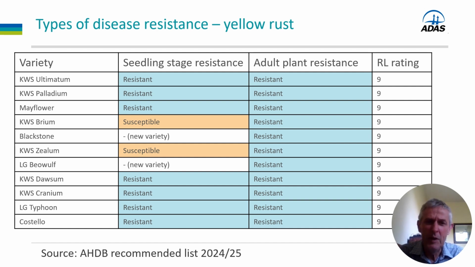So we need to be aware of this in the varieties when we're deciding on our fungicide programs and the degree to which we need to treat specifically for yellow rust, or where we can rely on fungicides applied to control other diseases to also provide sufficient control of rust.